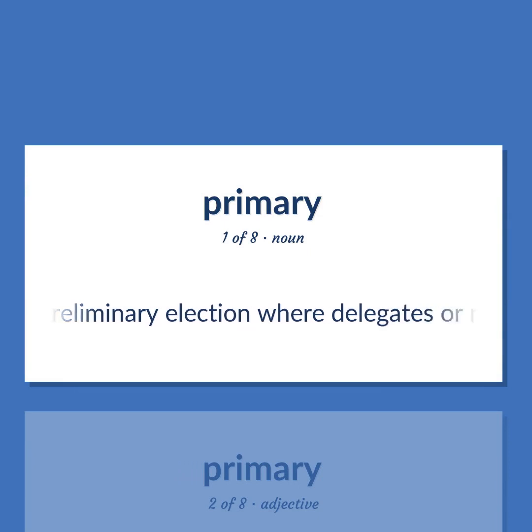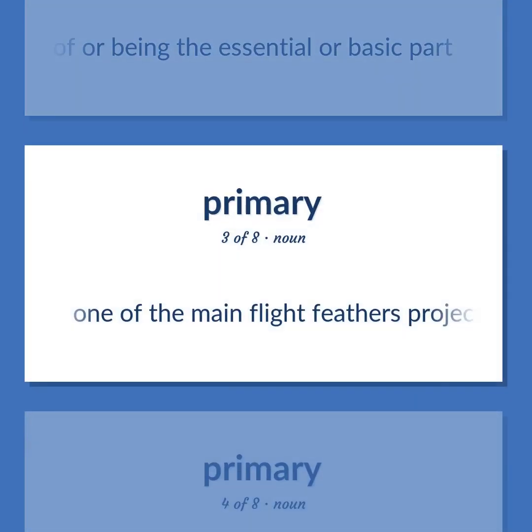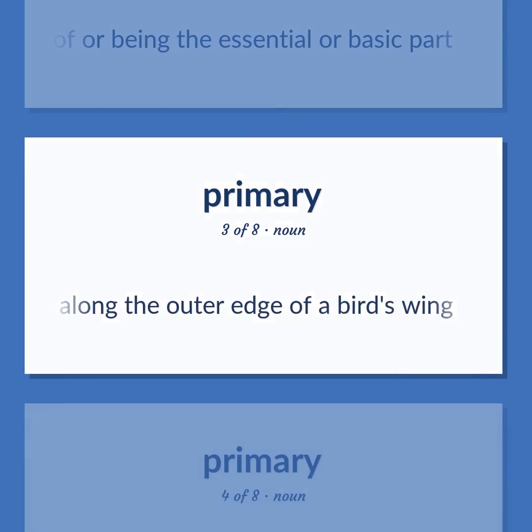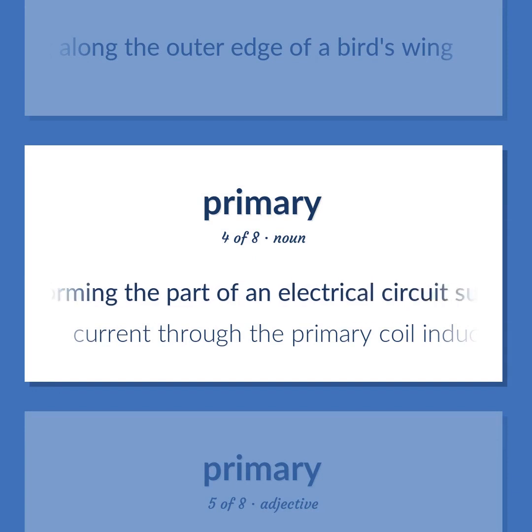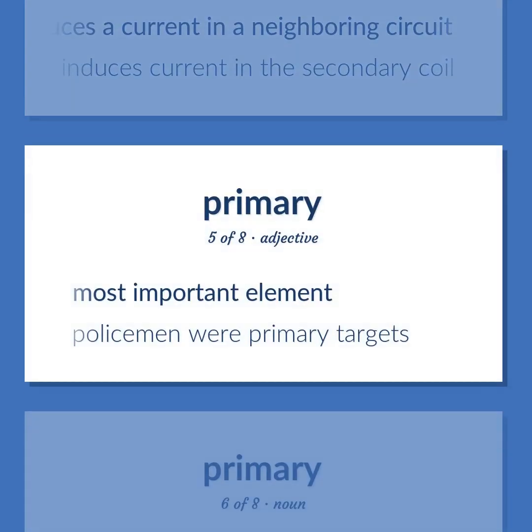A preliminary election where delegates or nominees are chosen. Of or being the essential or basic part. One of the main flight feathers projecting along the outer edge of a bird's wing. Coil forming the part of an electrical circuit such that changing current in it induces a current in a neighboring circuit. Current through the primary coil induces current in the secondary coil. Most important element. Policemen were primary targets.